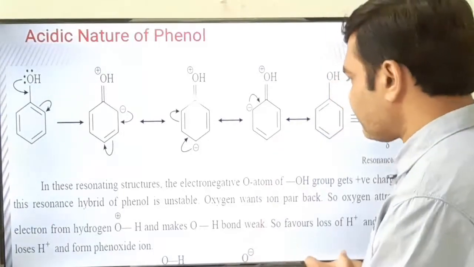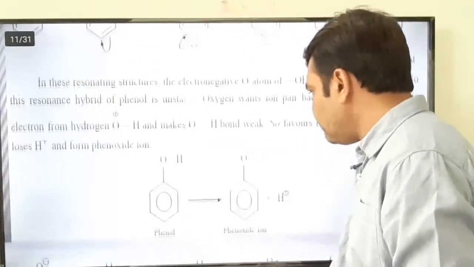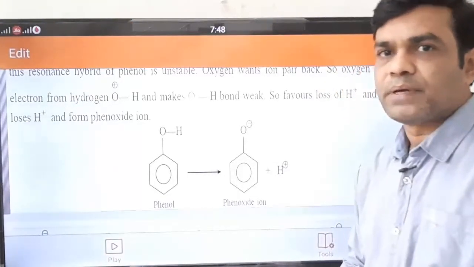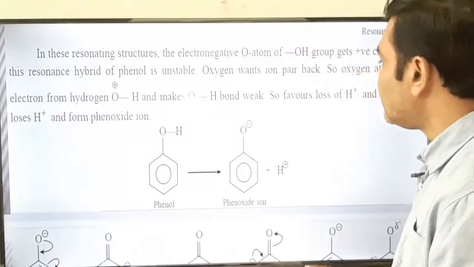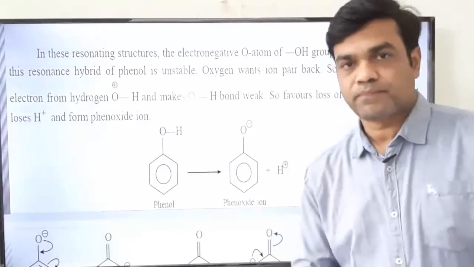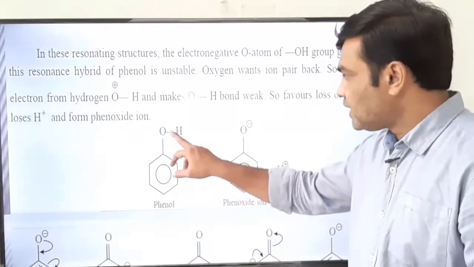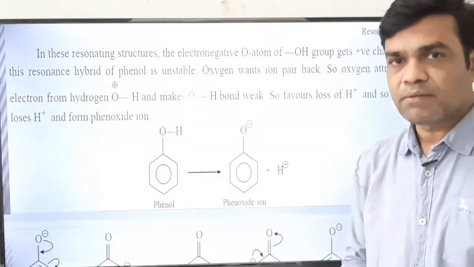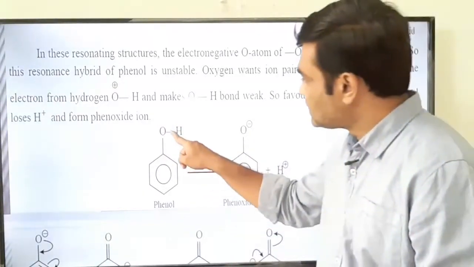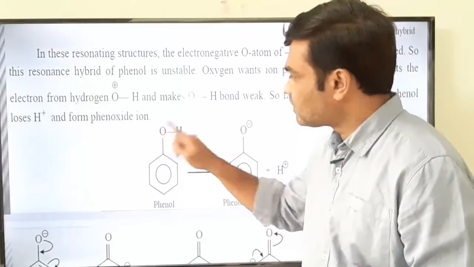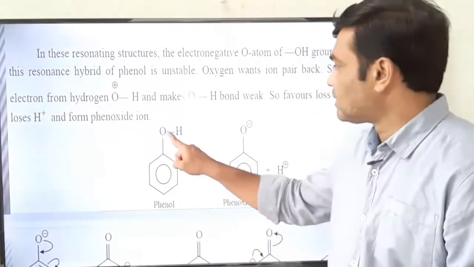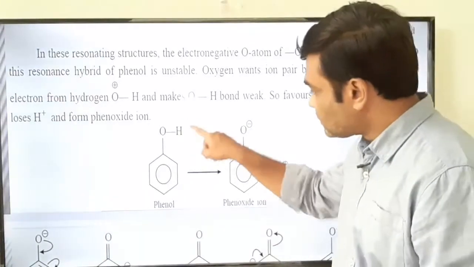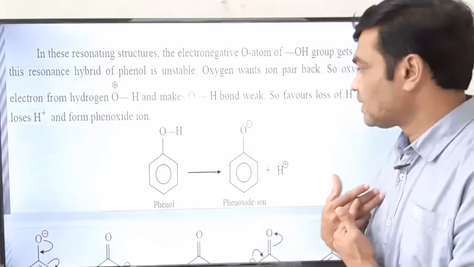Okay, now as I told you, being acidic in nature, the phenol should donate a proton. Suppose phenol donates H positive ion, it means this oxygen-hydrogen bond breaks heterolytically, where this bonded pair of electrons shifts onto the oxygen, thereby the oxygen has the negative charge, and this H positive, that is proton, is removed.